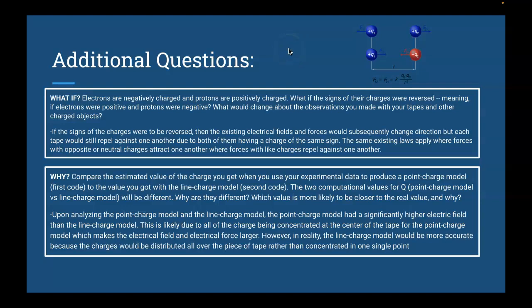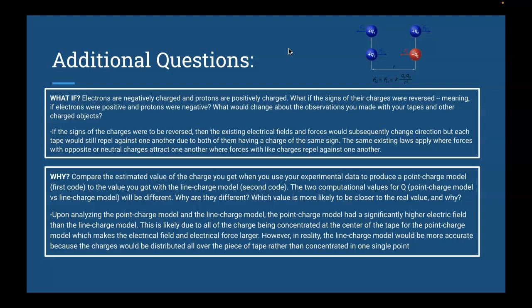Some of the additional questions that we answered within this lab were if the charges of the electrons and protons changed, that the signs of the charges were to be reversed, then the existing electric fields and forces would subsequently change direction, but each tape would still repel against one another due to both of them having the same sign. The same existing laws apply where forces with opposite or neutral charges attract one another, where forces with like charges repel against one another.